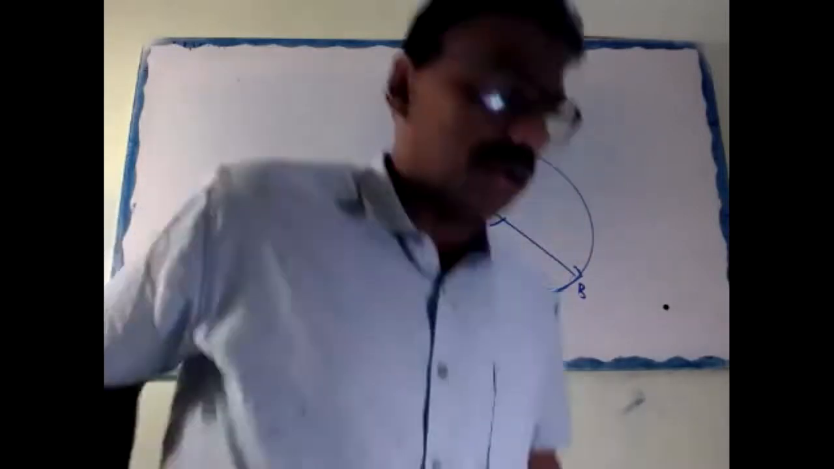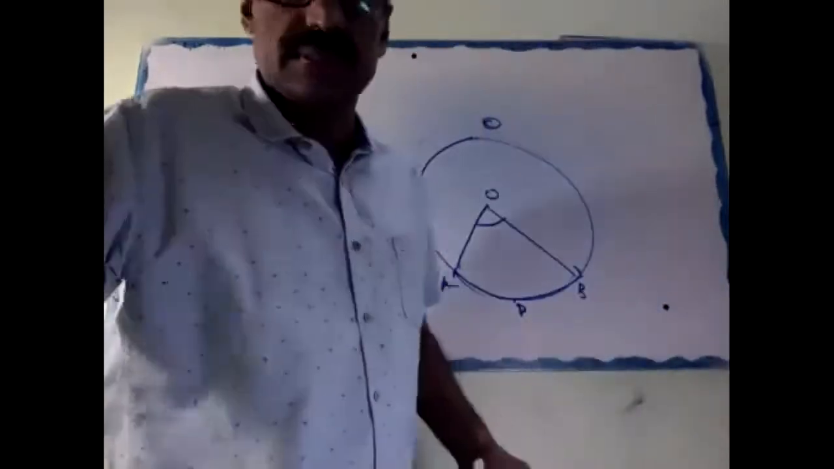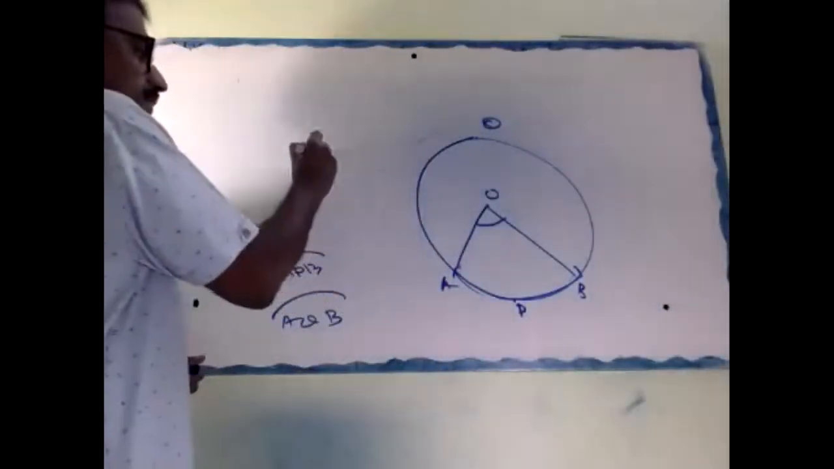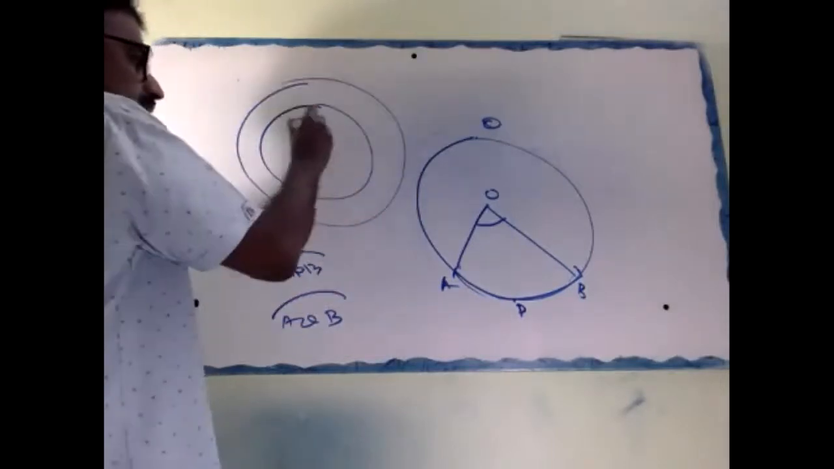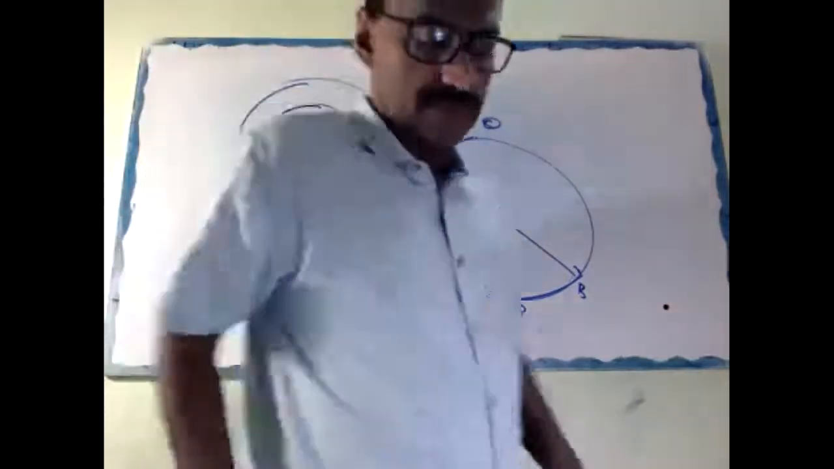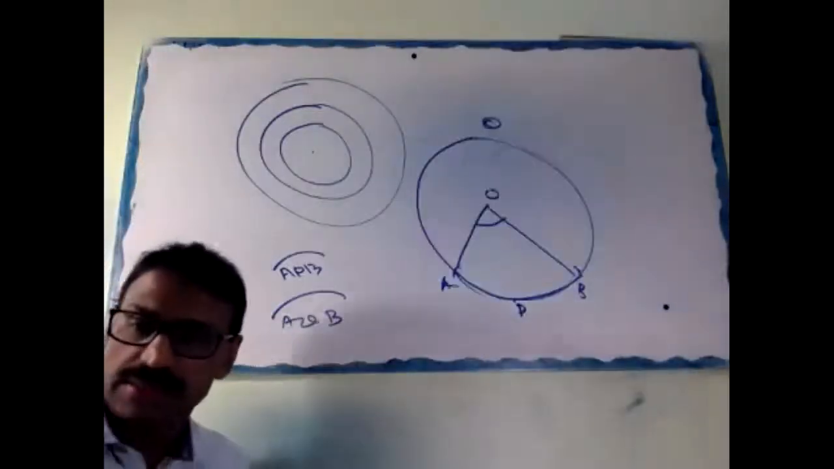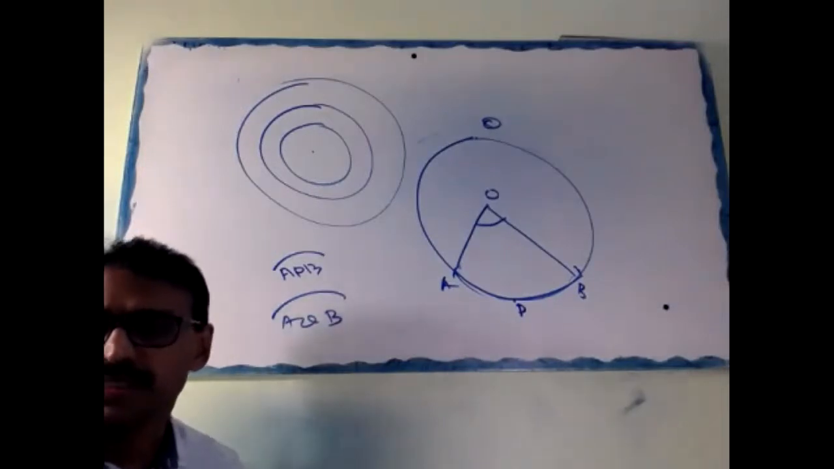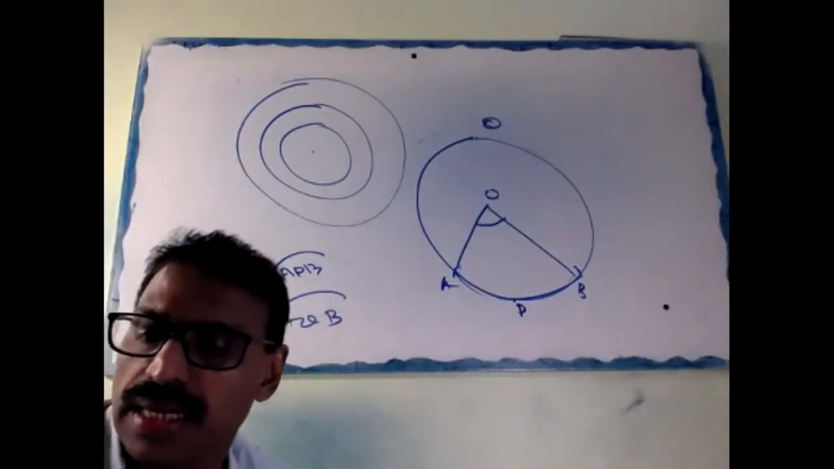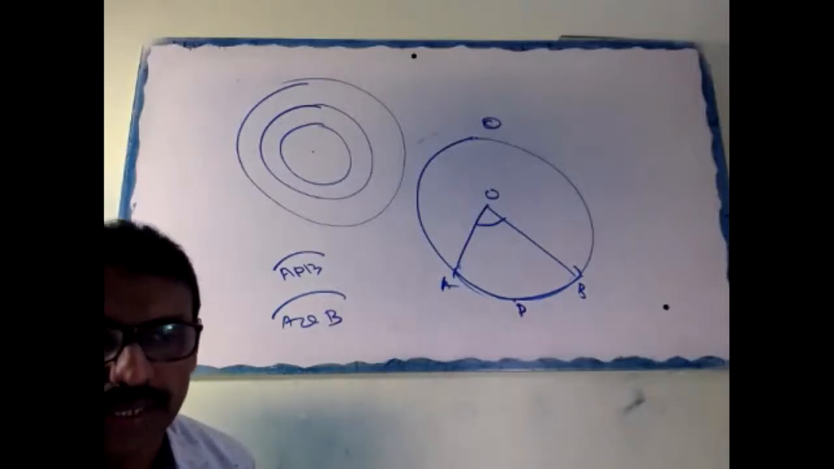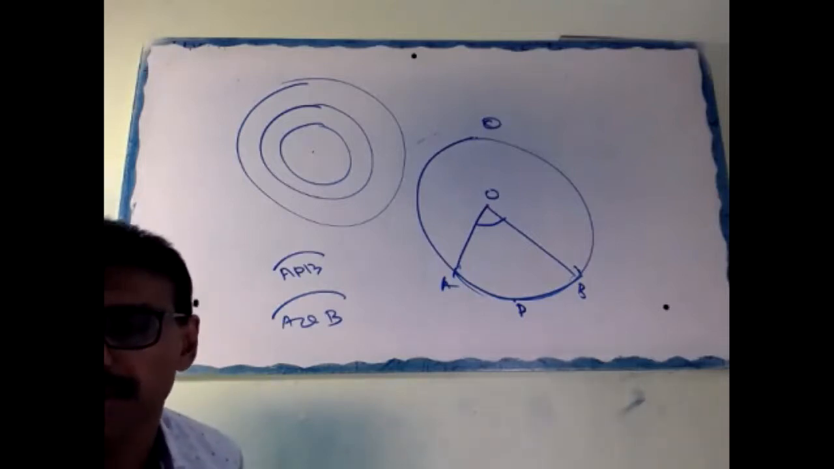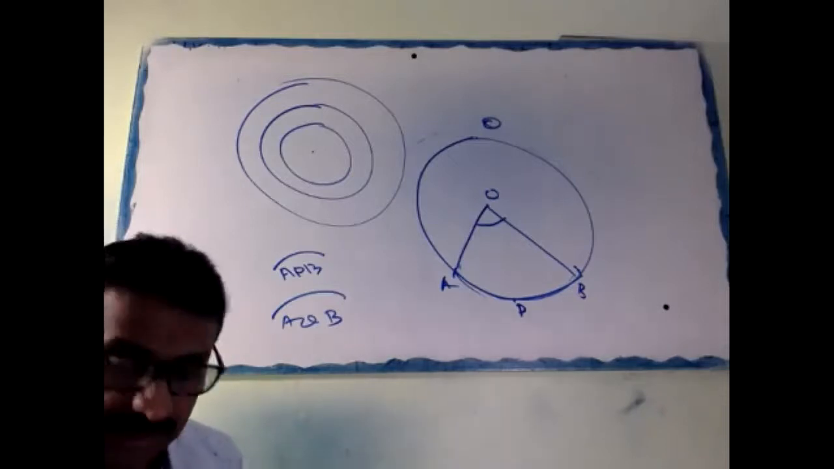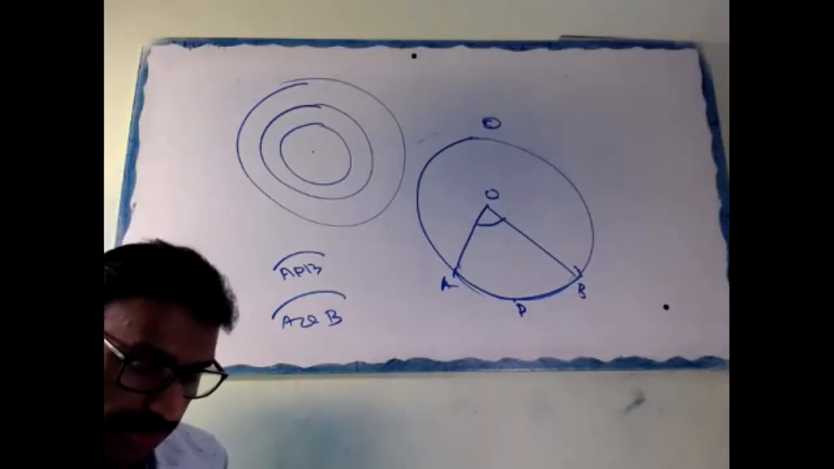Okay. Another one. You may notice a circle here. Then another circle here. Then another circle here. What do you call this one? Concentric circles, right? Circles with the same center are called concentric circles. Two circles with the same radius, what do you call? Congruent circles.